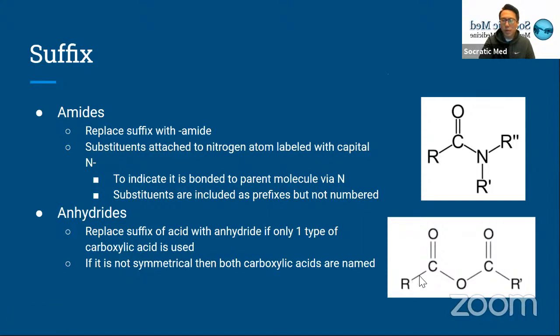But as you can see here, these two carboxylic acids, before they form, have R groups attached to them. So if the R groups are not the same, if the anhydride is not symmetrical, then you have to name both carboxylic acids in the name. So that's for anhydrides.